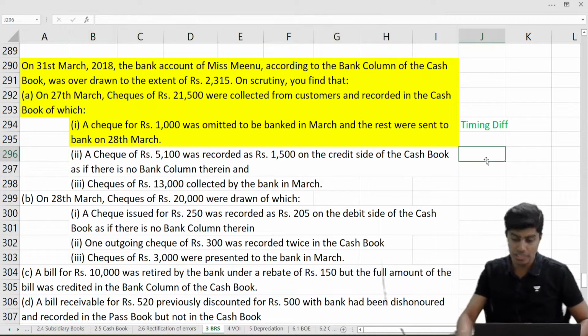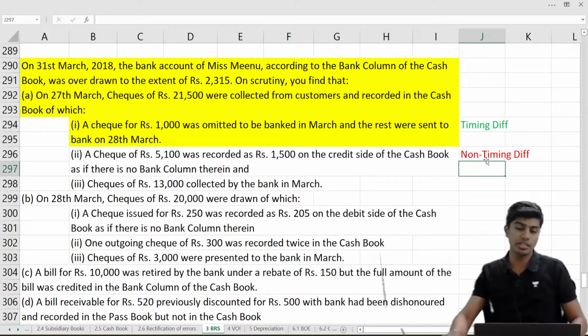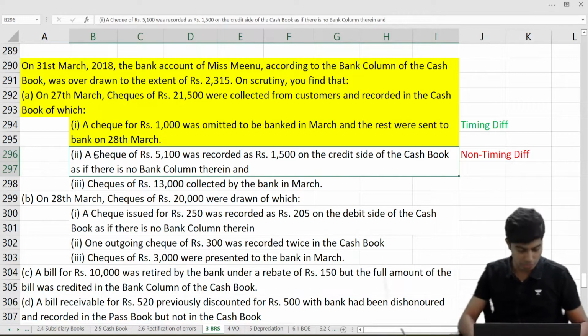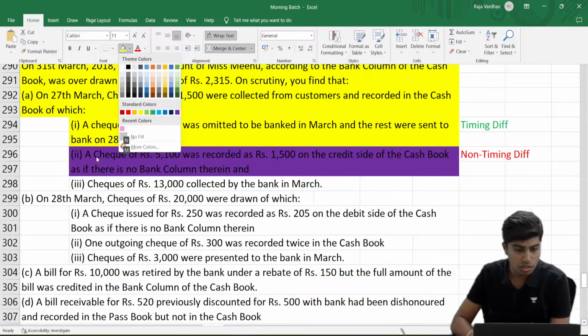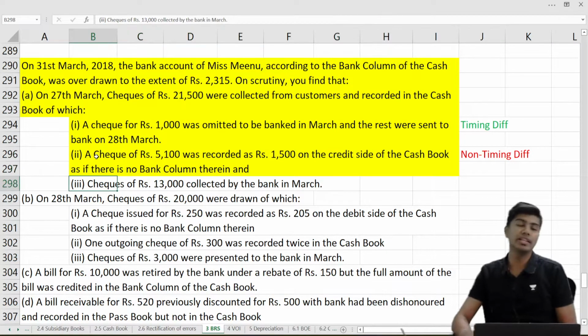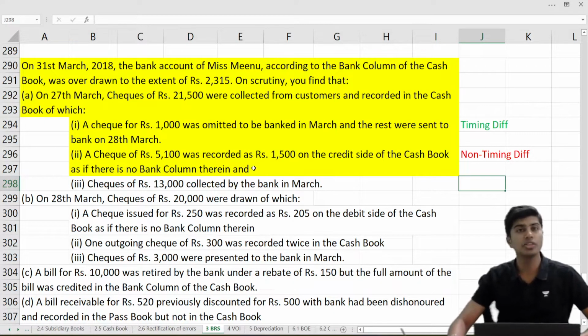And this difference is a non-timing difference. What sort of difference is this, guys? This difference is a non-timing difference because it's a clear error. It's a clear error in the cash book. So shall we rectify this? Because this is an error in the cash book, we would have to rectify this in our amended cash book. And because I'm increasing my cash book balance, I will debit. How much? 5100 plus 1500. So totally 6600 has to be debited.